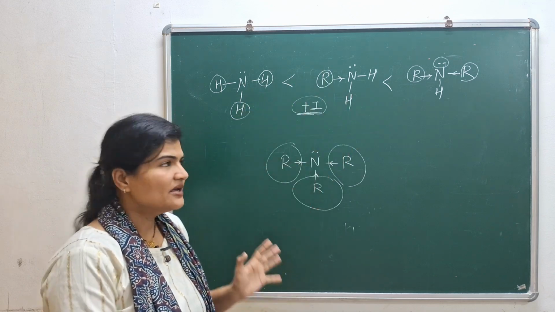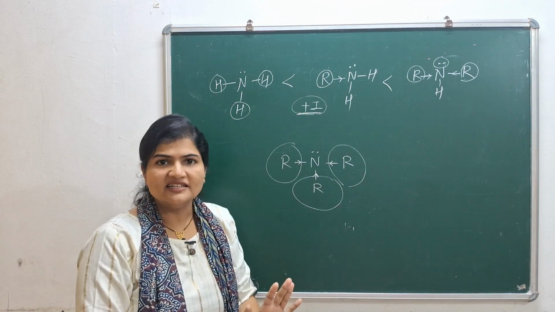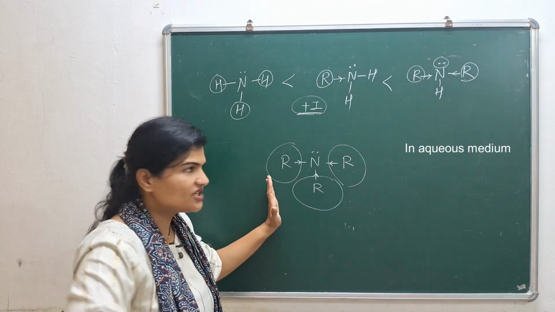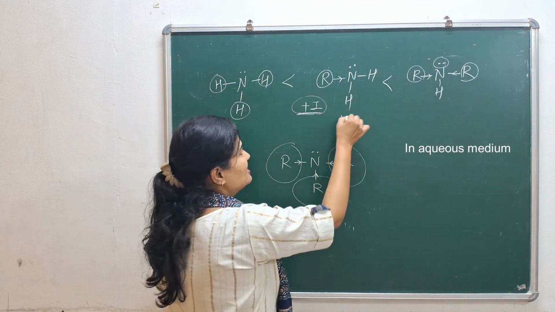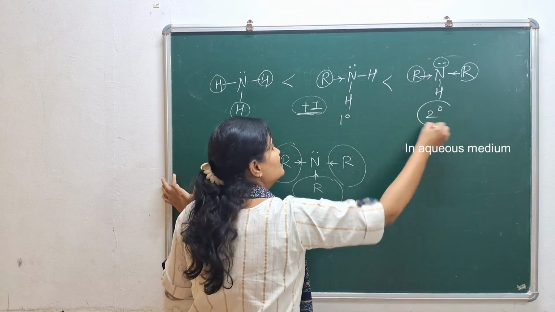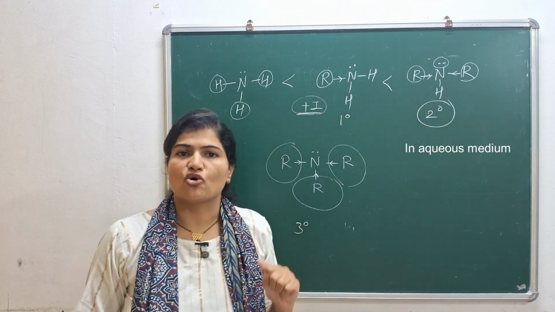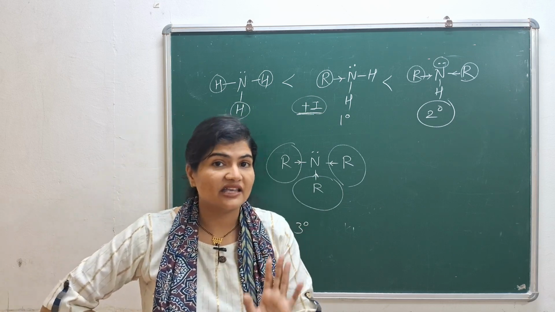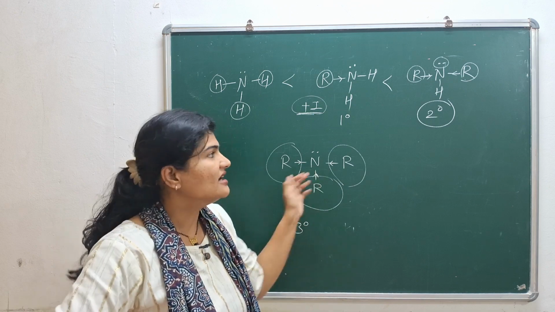So this is the reason, if we have to put the ascending order, ammonia has the lowest basicity, followed by tertiary amines, then primary amines, and then secondary amines. So secondary amines are going to be the strongest of all. So this is about plus I effect exerting groups like alkyl groups.